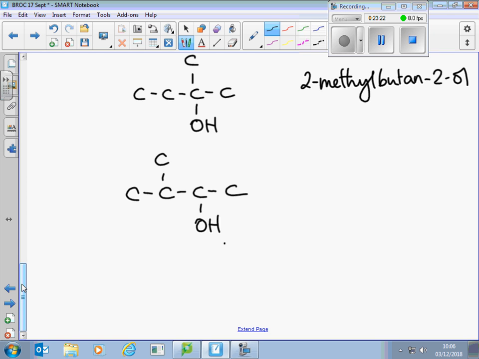Yeah, you start numbering from the end that's nearest a functional group, preferably. If you haven't got a functional group, then it's a branch. So we would start, preferably, at the end nearest the OH. So we're going 1, 2, 3, 4, like that, because that's nearest that. So what did we get? 3-methyl butane 2-ol, yes, that's it. Got there in the end.